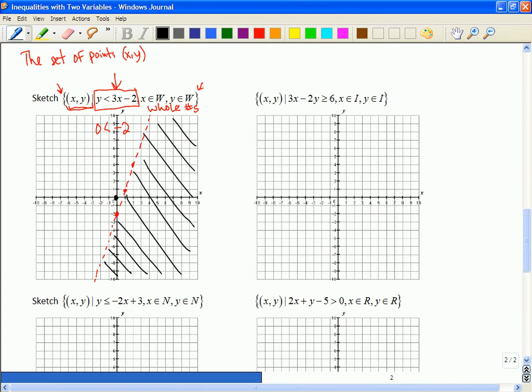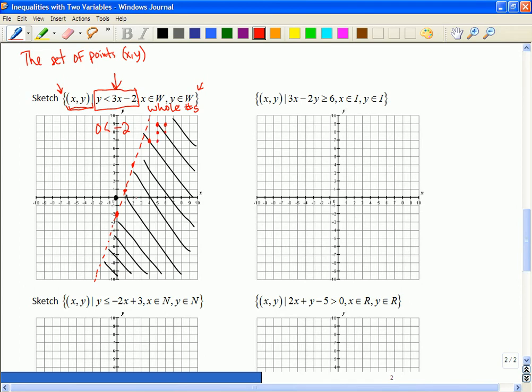It's not bad. It just means we color the other side because we guessed wrong. So that's the solution I drew so far, and that would be the answer if that was all the constraints that I had. But this says x has to be a whole number and y has to be a whole number. So the way we convey that in the problem is I'm going to go like this and just say you can only use the whole numbers. So it's not actually the shaded area, it's just these dots here.